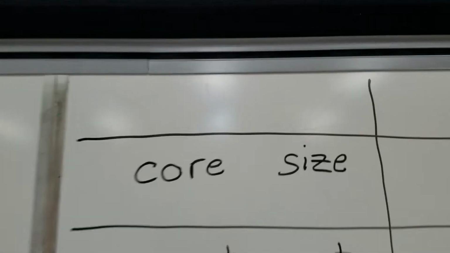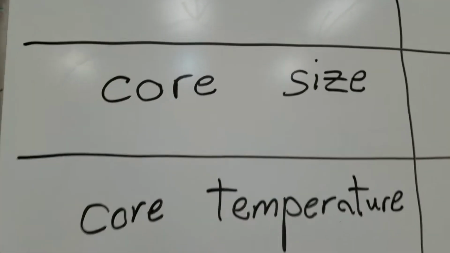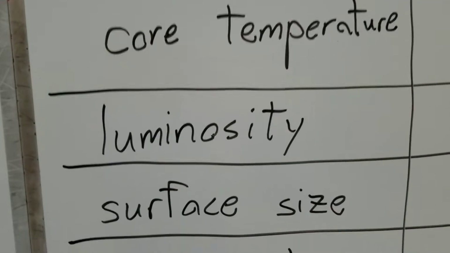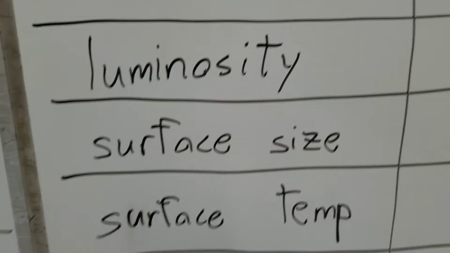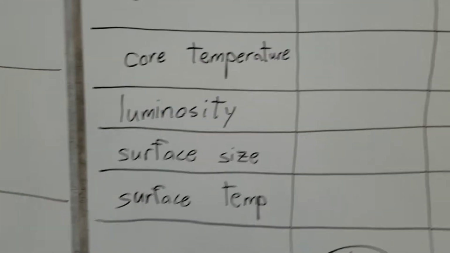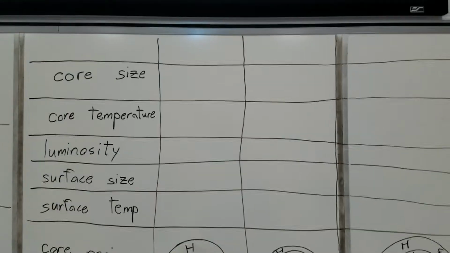Now, during the main sequence, the star is extremely stable. Not a lot happens to the star. It tends to have the same size, the same temperature for a very long amount of time. Now, after that core runs out of hydrogen, though, it's going to go through some changes. Specifically, the core size will change, the core temperature will change, the luminosity will change, the surface size will change, and the surface temperature will change. Now, these things will change a lot over the next few stages of the star's life.